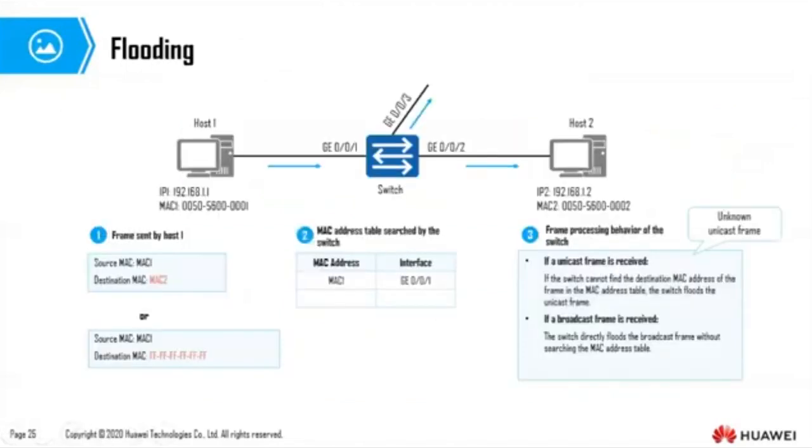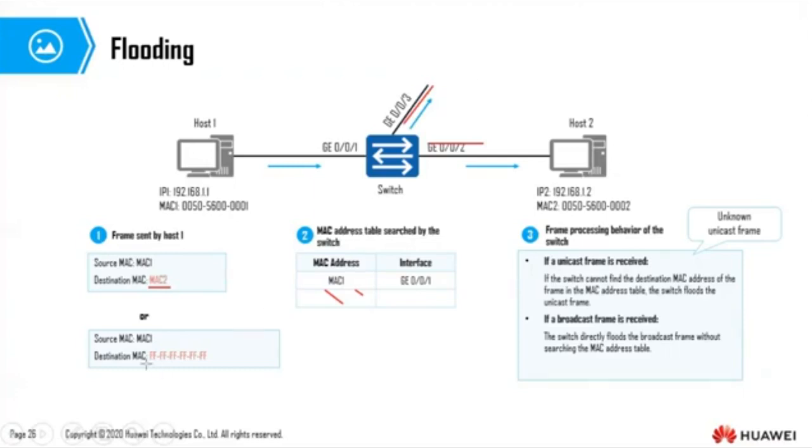Okay, so I think I have already described flooding. We've said there are 2 instances. One, we send a frame with destination MAC address MAC 2, but in our own MAC address table, we don't have MAC 2. So we just send it out through all the interfaces, G003, G002, like that. So that's the first instance where we do flooding.